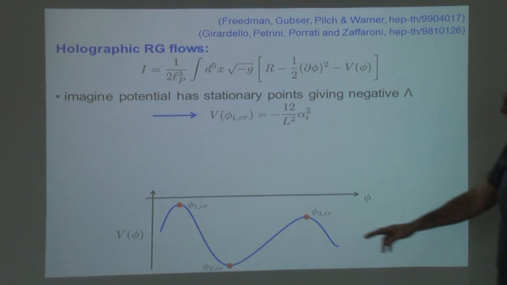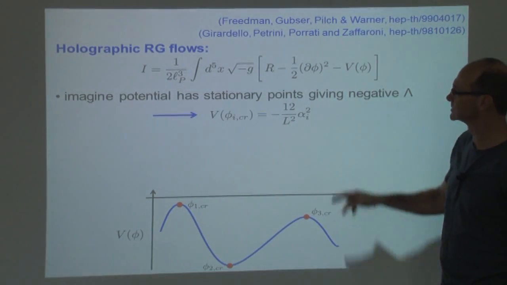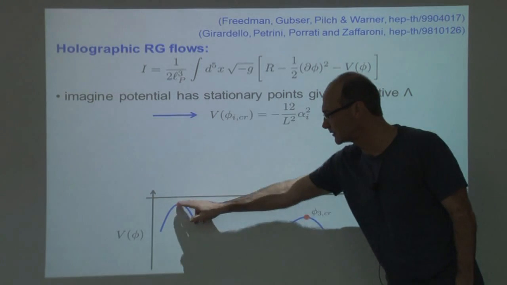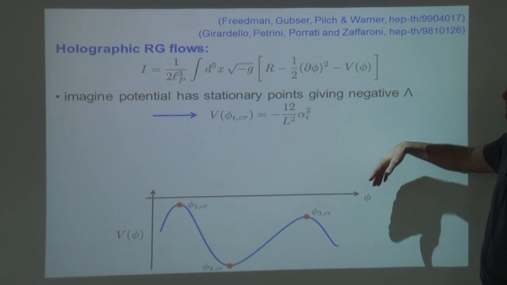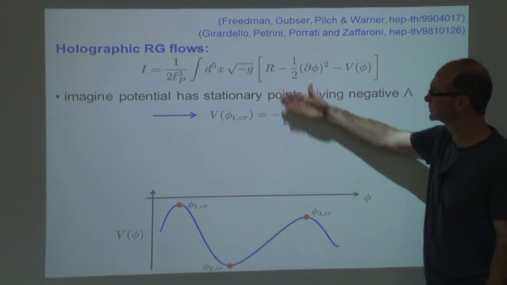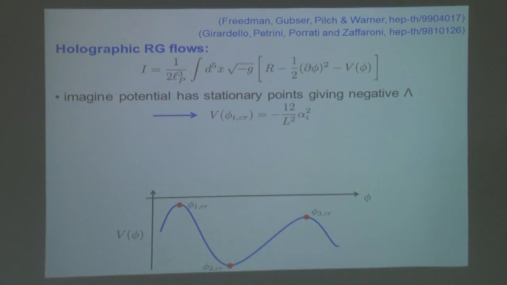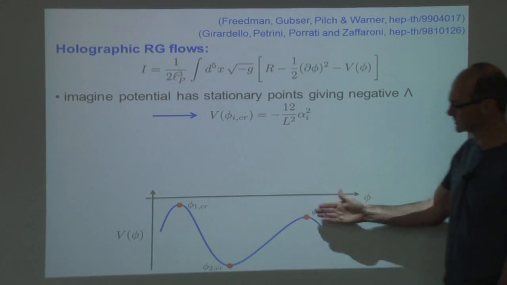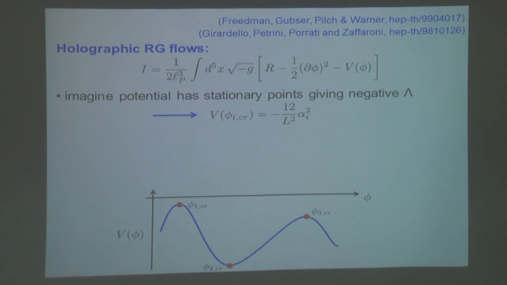And that potential has stationary points, and by construction, they're all negative. And so if I sit at one of the stationary points, I've got a negative energy density, or a negative cosmological constant, and the solution for the gravitational equations is, again, going to be AdS space, although the curvature scale is going to differ between these 3 points. And that's partially indicating that at those 3 points I'm describing different CFTs. So this is a cartoon.